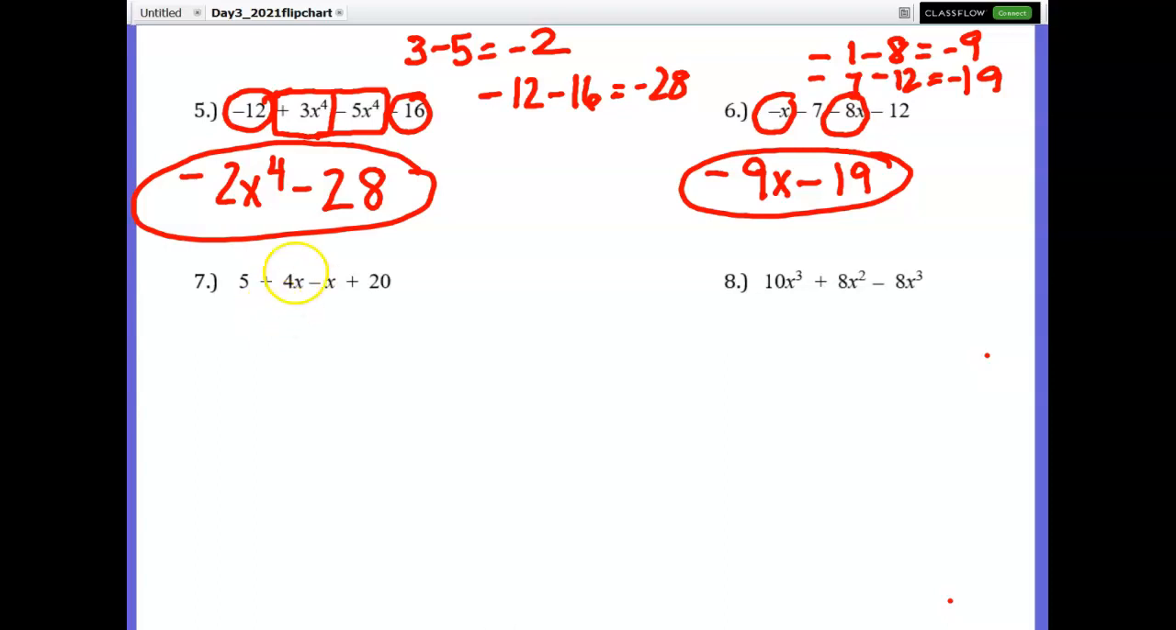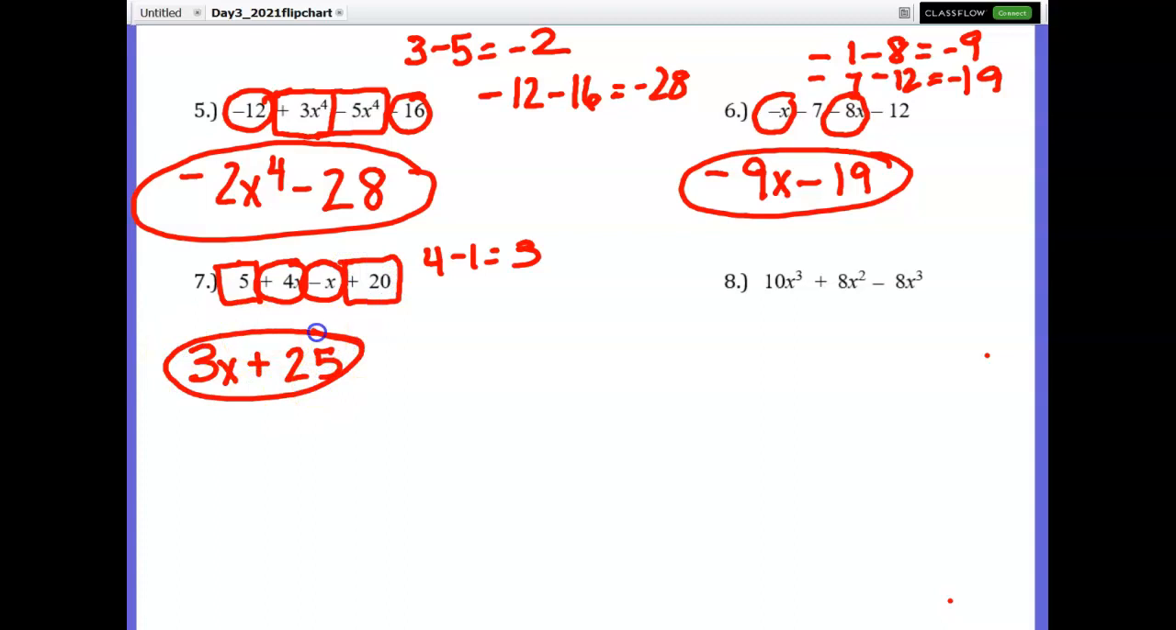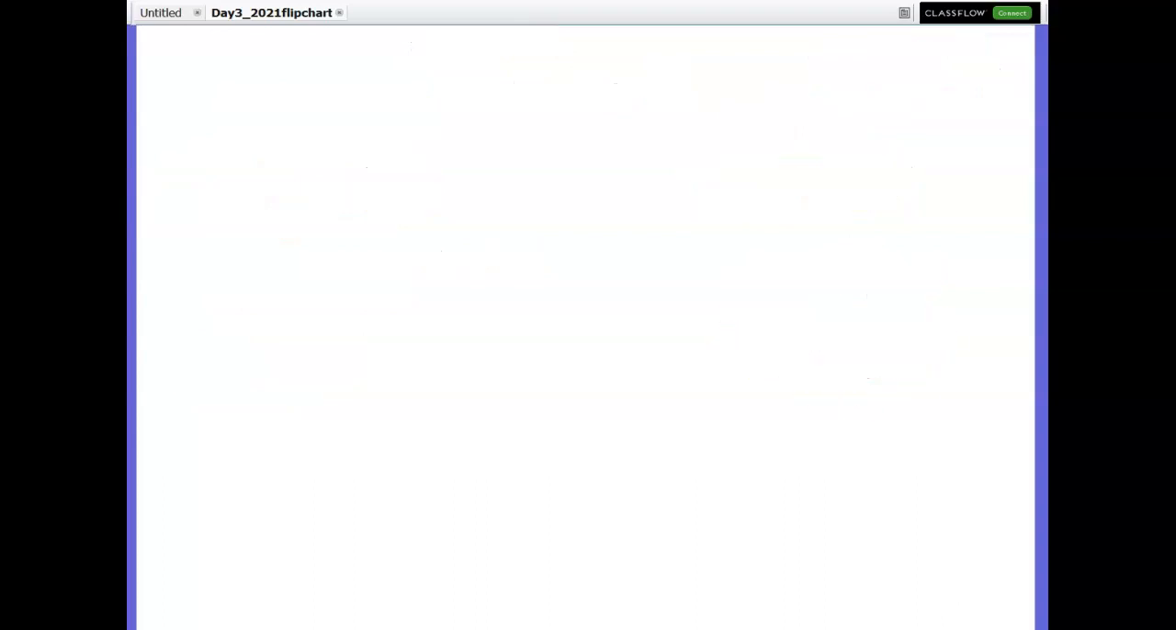Okay, so number 7, we're going to take our 4x minus our x, and we're going to get 4 minus 1, which is 3, and that's how we get our 3x. And then our 5, let's do a box around the 5, and a positive 20 would be 25. All right, number 8, okay, we've got 10x to the third, and we've got minus 8x to the third. 10 minus 8 is 2, so 2x to the third. And then we just have the 8x squared left over. There we go.